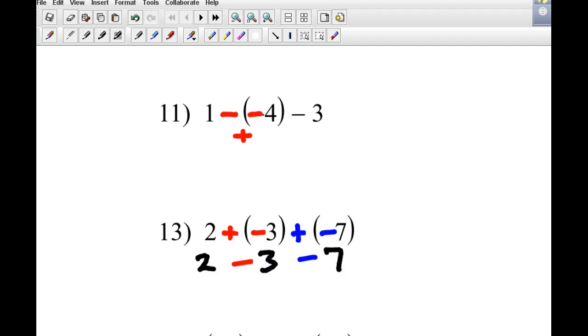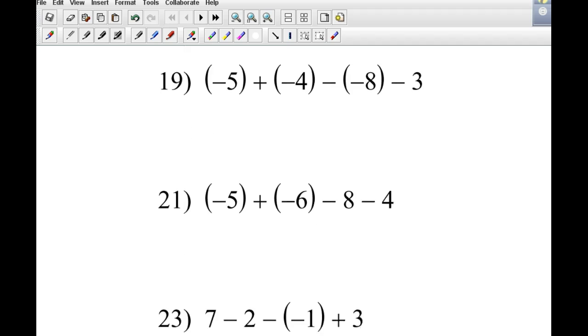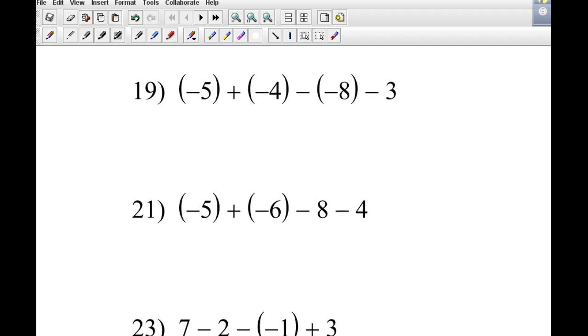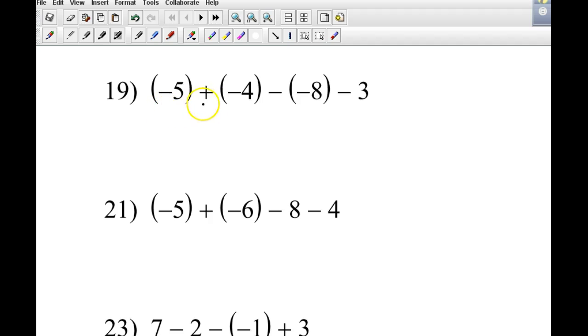Alright, so go ahead and fix all the double negatives or all the double signs on the whole front side. Just rewrite each one without double signs. So a few things I'd like to show you that might help you out a little bit. Look at number 19. So here you can see that there are 2 double signs right here and right here. Write down, please.